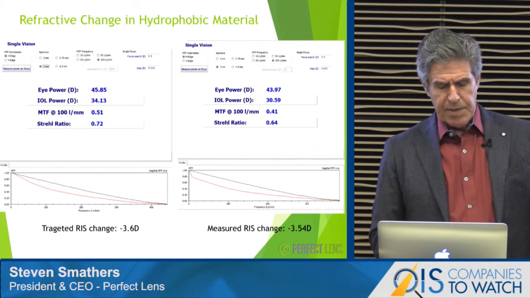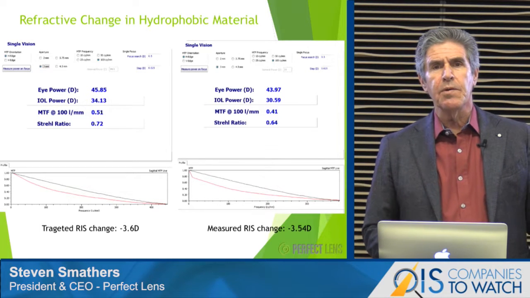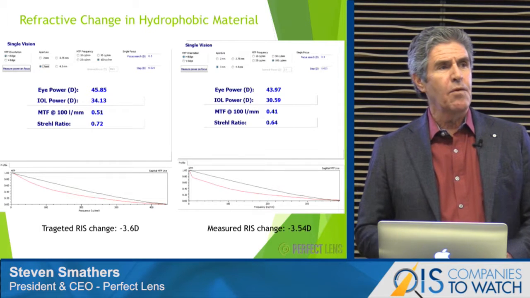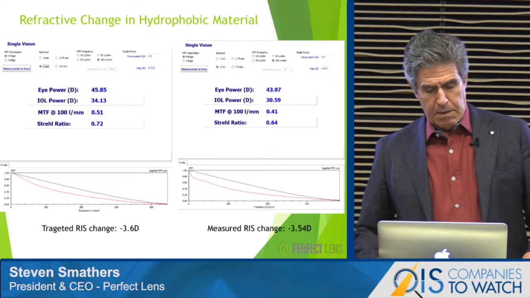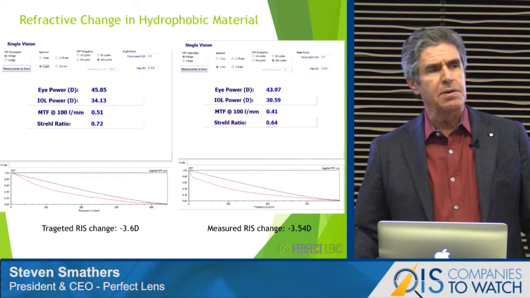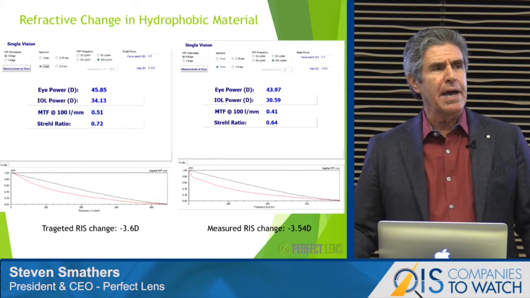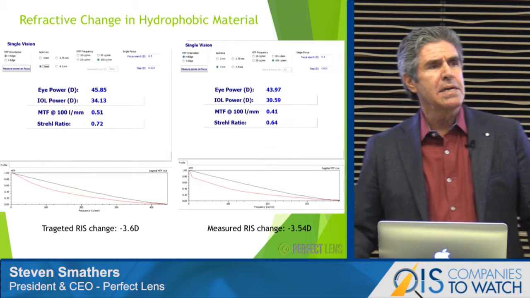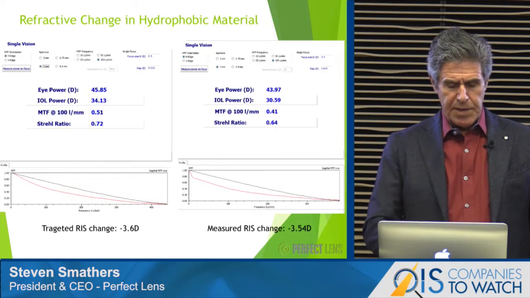We started with a 34 diopter lens. We ended up with a 30.6 diopter lens. We achieved a 3.54 change while maintaining a very good MTF. The next is a change in hydrophilic material. In this particular lens, we attempted to make a 2 diopter change. The original lens was a 21 diopter lens, and after the treatment, the lens was 23 diopters.